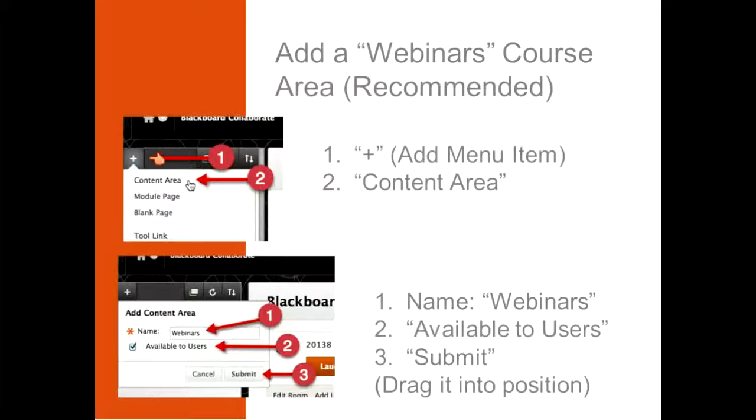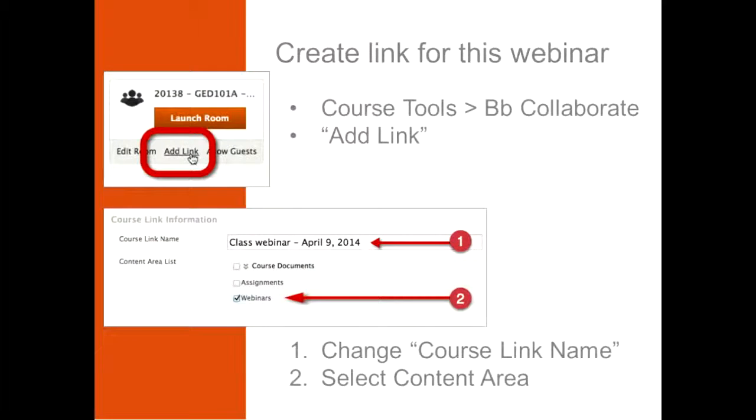There's a plus, add menu item up at the top of the menu. We're going to add a content area because we're just going to put the link into that content area. I'm going to rename it to webinars. I'm going to make it available to students. I'm going to submit to make sure that it happens. And then I'm going to drag it up and down to wherever I want it in the menu bar. So this is just review. This isn't anything specific to Collaborate.